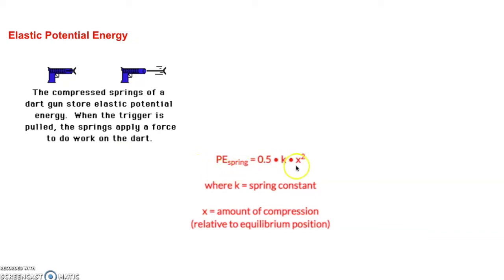So potential energy of a spring is 1/2 or 0.5 times k. k is called the spring constant, which will be given to you or you'll have to solve for. And then x is how far the spring is compressed, and that is squared. So 1/2 kx squared, and that's potential energy of a spring.